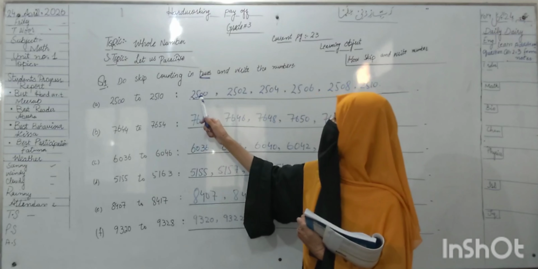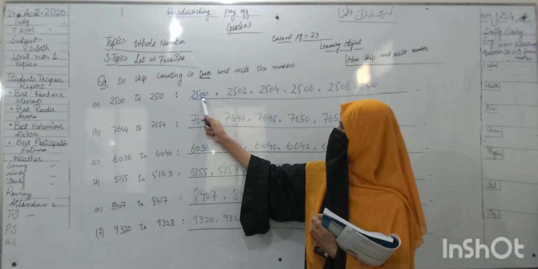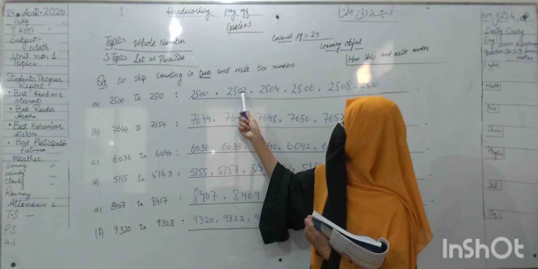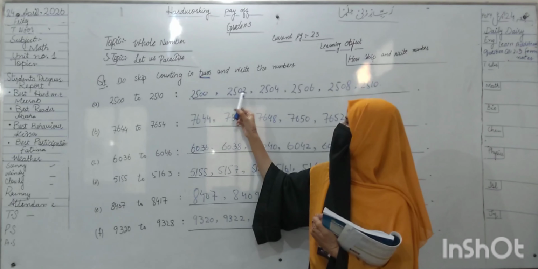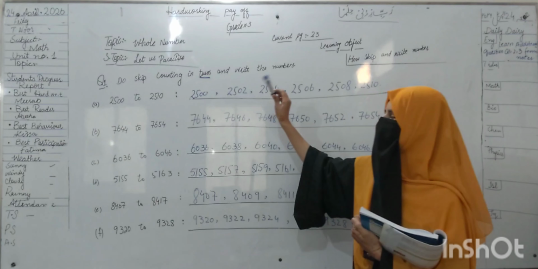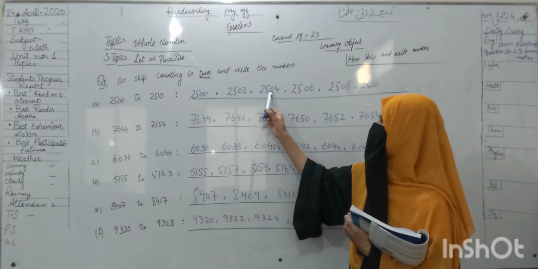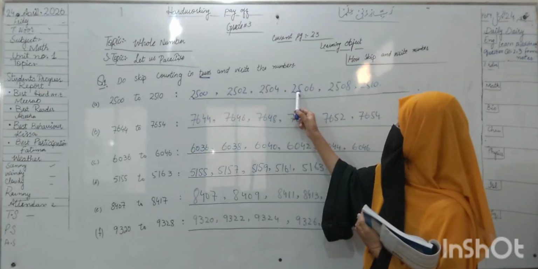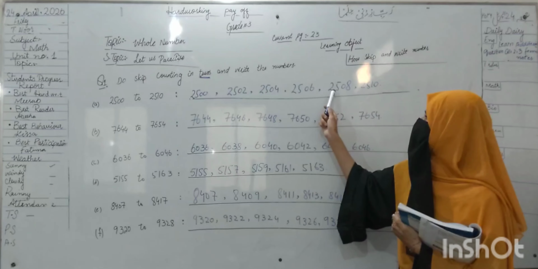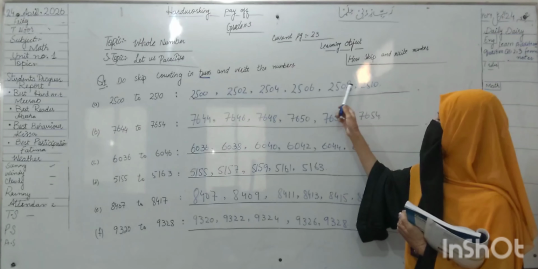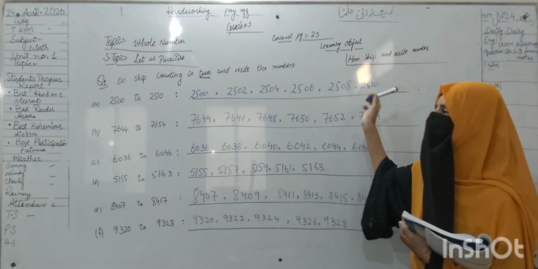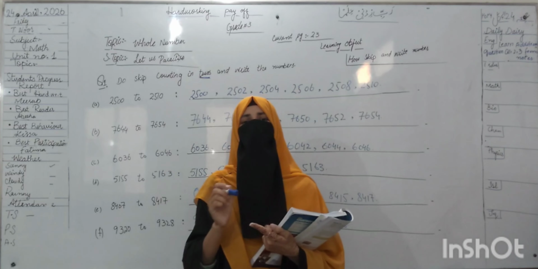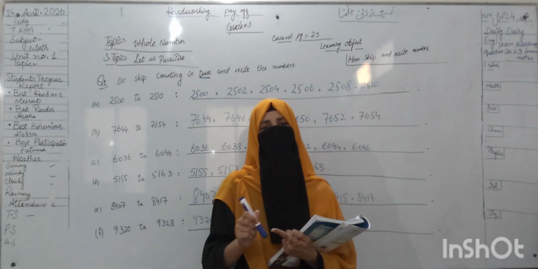So students, now you write 2500. When you skip 2, 2502. Then after skipping 2, the number is 2504. After that 2506, 2508 and 2510. It means that each time you skip 2 numbers.